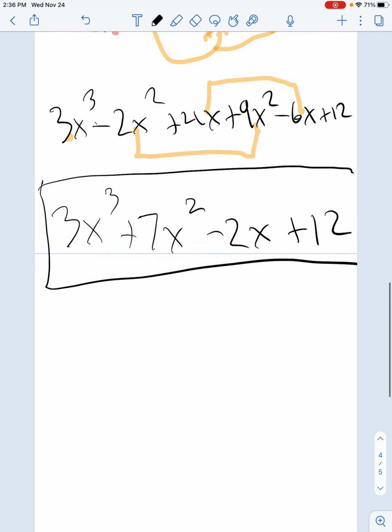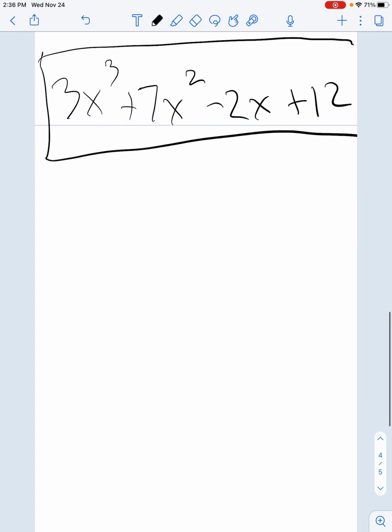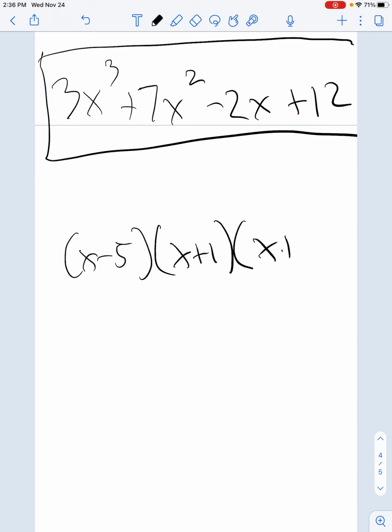If you get 3 binomials, again, I know these are a lot of examples. I probably have 2 more examples, this one and one other one. Say you've got a problem that looks like this. You have 3 binomials. So you have x minus 5, x plus 1, and x plus 3.